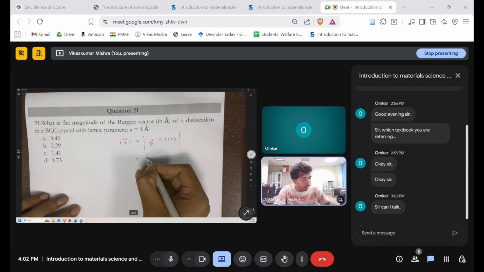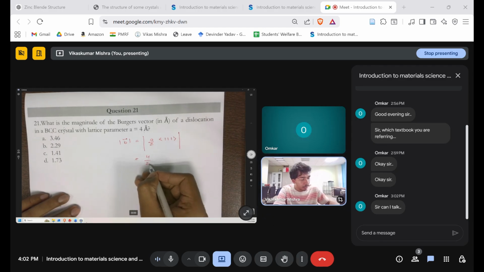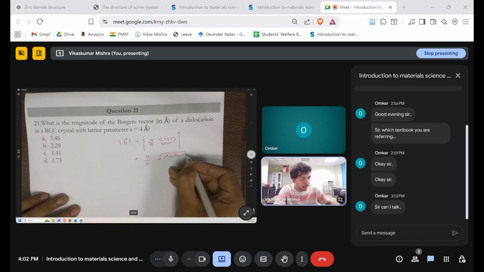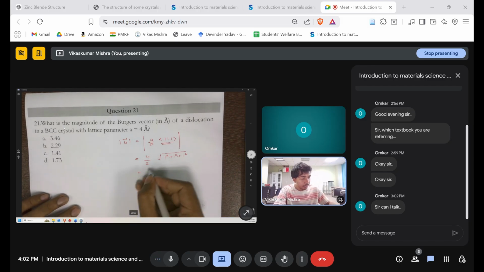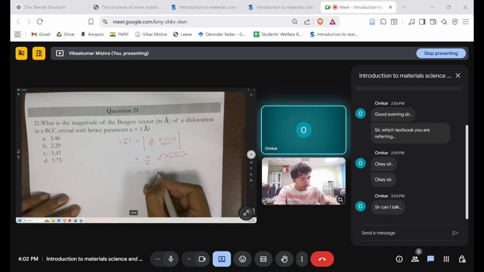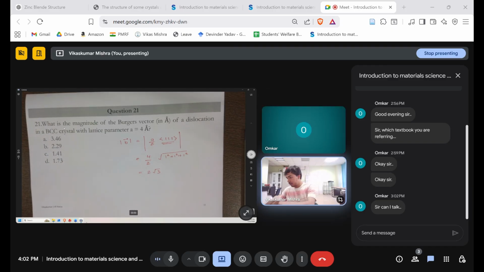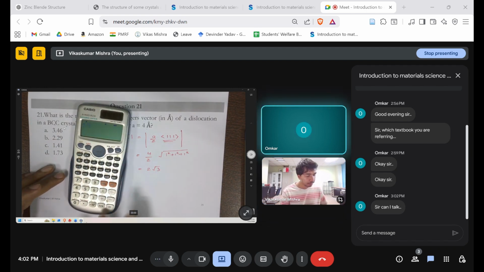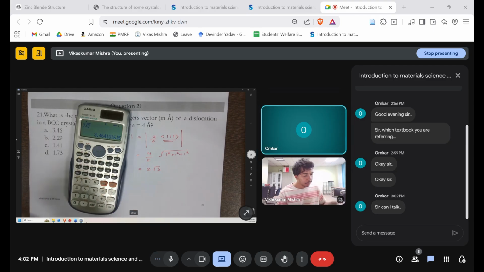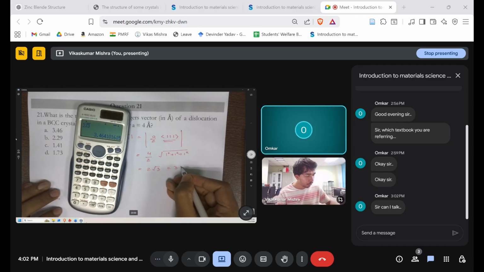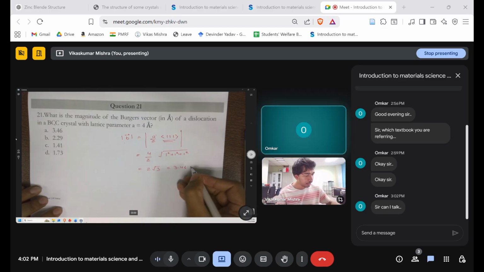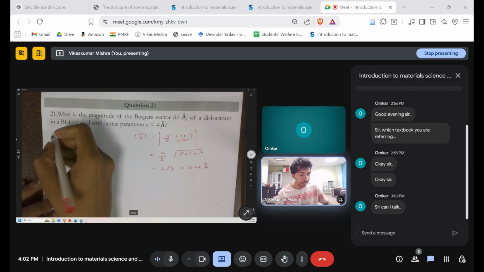A is 4 and so 4 by 2 will be 2. We have to find the magnitude of these things, which is nothing but root over 1 square plus 1 square plus 1 square. So it is 2 root 3. What will be the value of 2 root 3? Let's do it. It's 3.46. The unit of a will be the unit of b. It's Angstrom. So we can say that the right answer is option A.